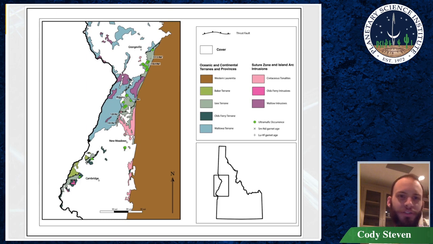This is just a map of Idaho. There's some green dots on here, just showing different locations that I went through. So I did this dissertation chapter on western Idaho's serpentinites, which is a good location because you have this swath of ultramafic compositions that have experienced different metamorphic conditions from west to east.